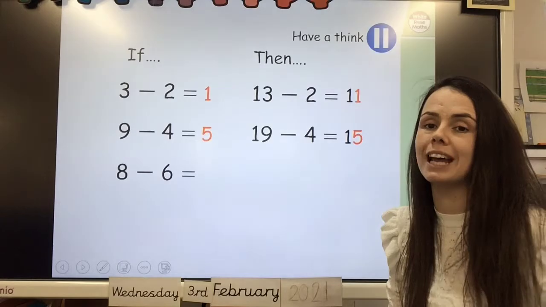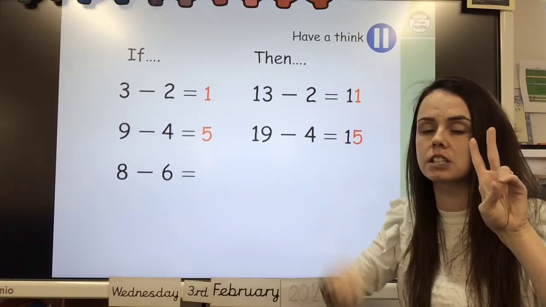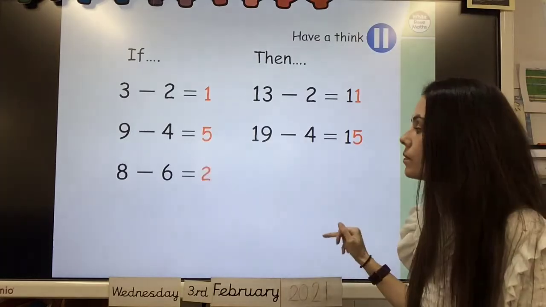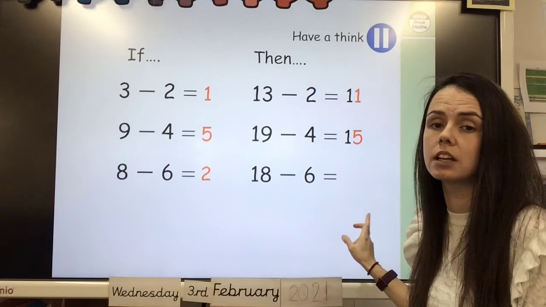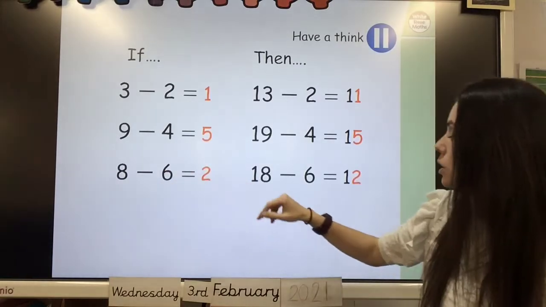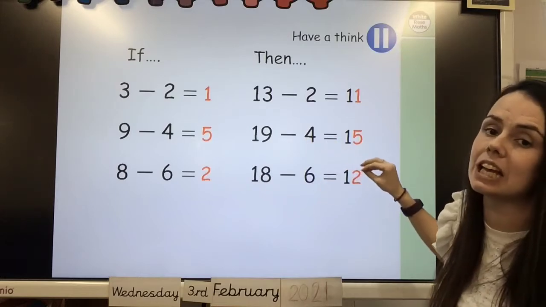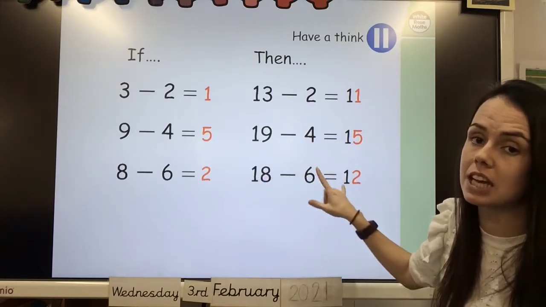So let's try this one. 8 take away 6. 8 fingers take away 6 fingers is 2, which means that 18 take away 6 must make 12. Well done, because we had 8, 6, 2, 18, 6 and 12. Because remember it's the 10 that's here. We haven't taken away that 10.